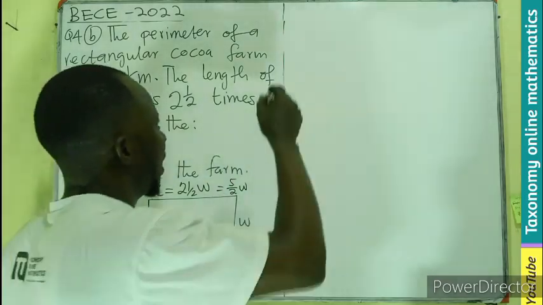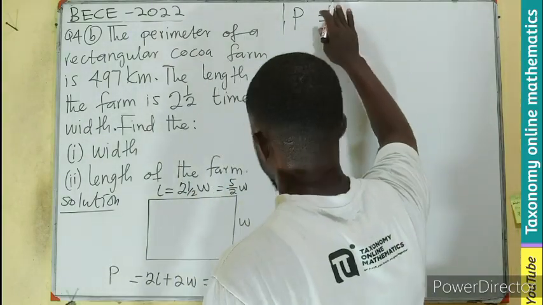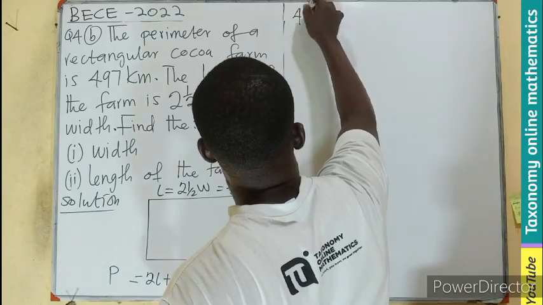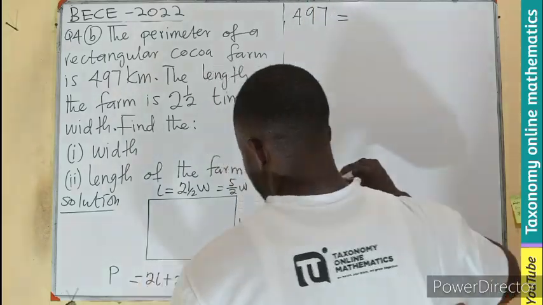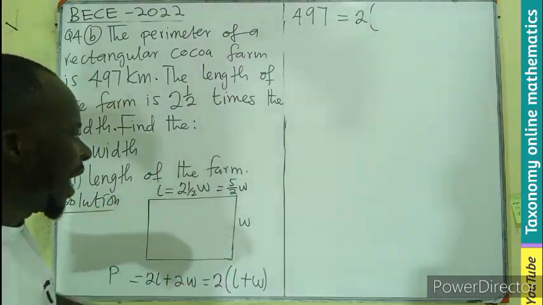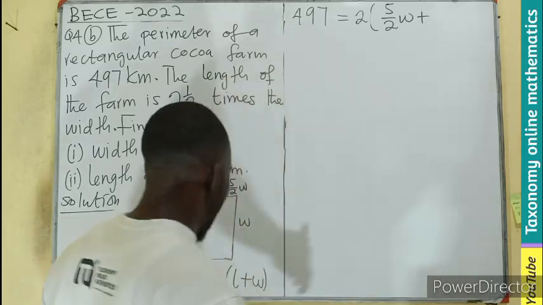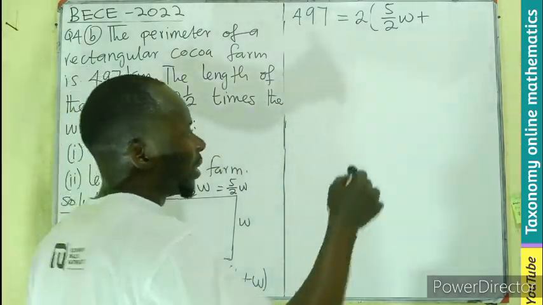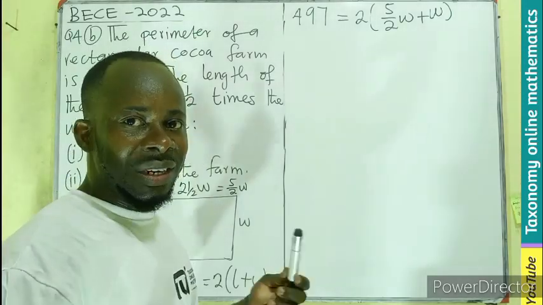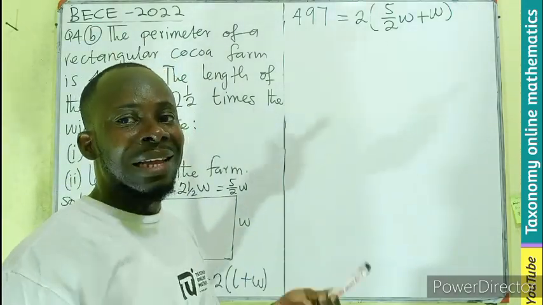So fast forward, I'll only say perimeter equals, since I have the formula here, let me indicate the value, which is 497 kilometers equals 2 into bracket L. What is the L? 5 over 2 W plus the W, which is still remaining the W. Good. So this becomes an equation in which the variables in the bracket are the same. So we take them as like terms.